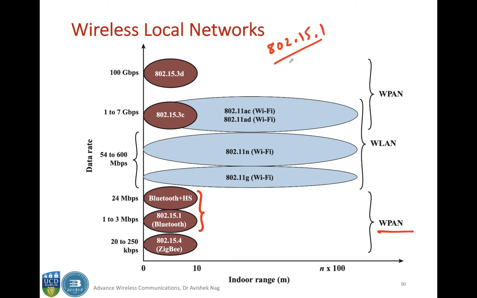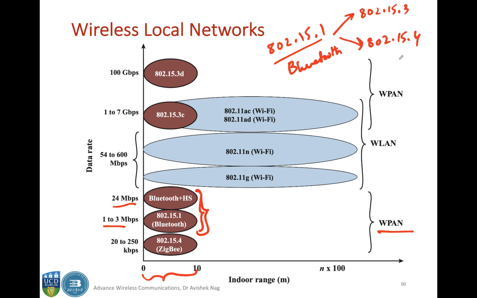802.15.1, this was Bluetooth, which is here, and then as you see, these are the data rates that Bluetooth can provide, and obviously the range is very short, of the order of 10 meters. And then after this, as you saw in the very first slide of this lecture video, the work went in these two directions, 15.3 and 15.4. So here are your 15.3 technologies.